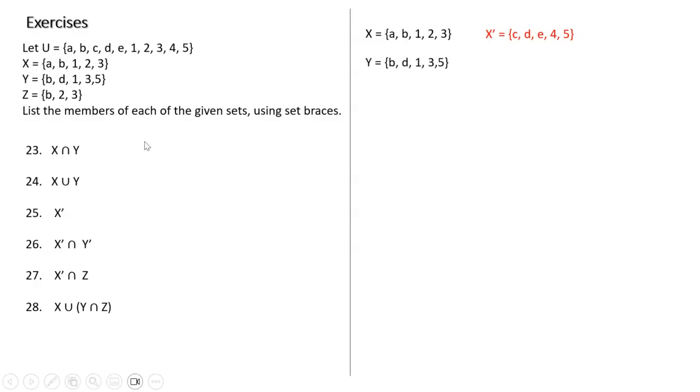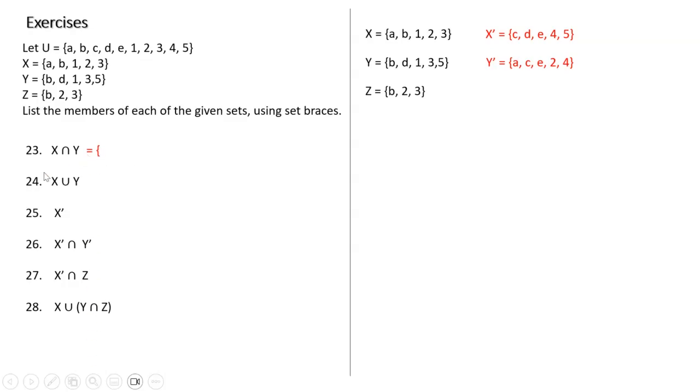Same thing with the set Y. The set Y contains B, D, 1, 3, 5. So not Y will be not B, not D, not 1, 3, 5. So it'll be the A, the C, the E, the 2, and the 4. So this is a set, not Y, or the complement of Y. And that's my set Z, right?